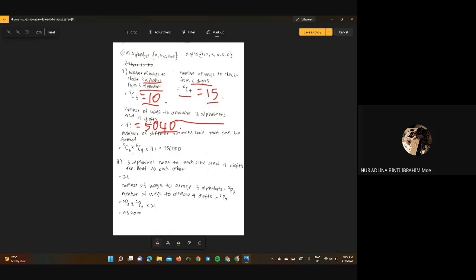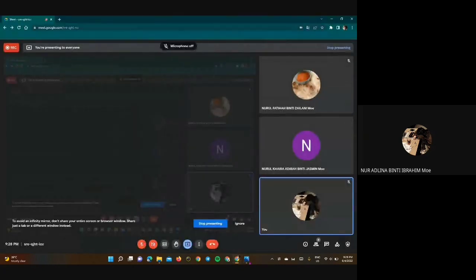And the last question asked for the 2A1 problem is the number of different security codes that can be formed. The solution is 5C3 multiplied by 6C4 multiplied by 7 factorial. The answer is 756000. So the next question I give to Khaira Adibah. Okay.